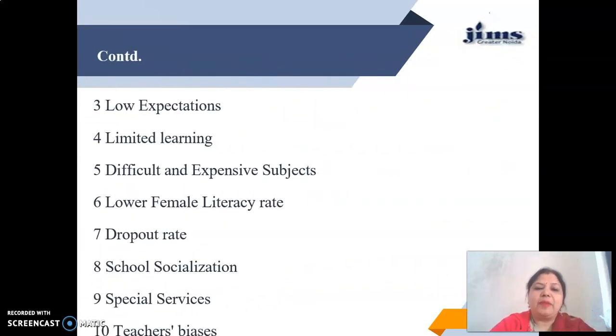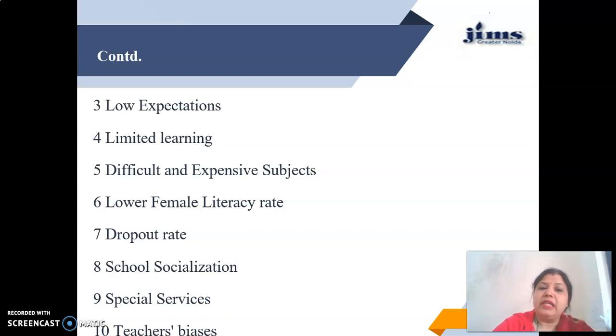Next, we have low expectations. In schools and colleges, many girls are steered toward traditional but poorly paid and relatively low status employment. Boys are encouraged with high aspirations as compared to the girls.